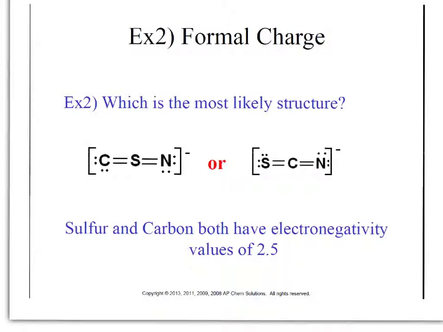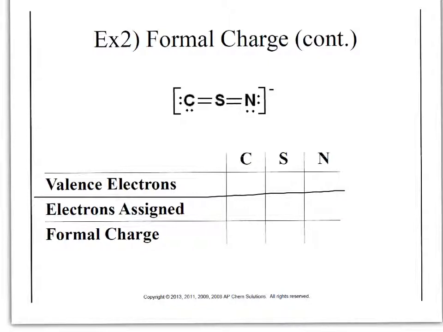Sulfur and carbon both have electronegativities of 2.5. Nitrogen is higher, so we know it's not in the middle, but carbon versus sulfur in the middle? Who can tell? We can! Give this a shot again, see if you can do it, then resume the video and check your answers.